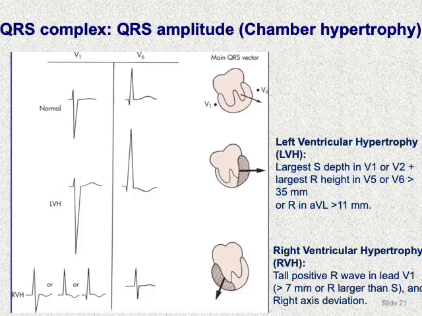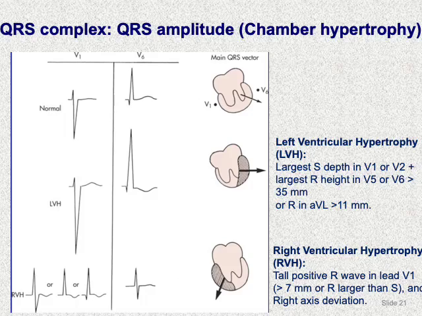Another way is to look for the height in aVL alone. If it is more than 11 millimeters, this is again LVH. As regards right ventricular enlargement, this will be a reversal of the normal. So we'll have deep S in V6, and lead V1 will have either a monophasic R or R more than S. There is also a prerequisite, that is to have right axis deviation.